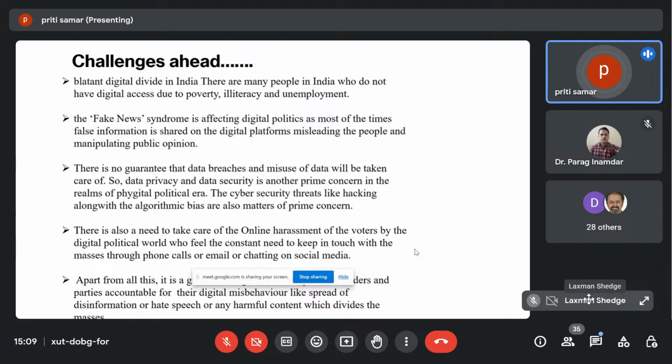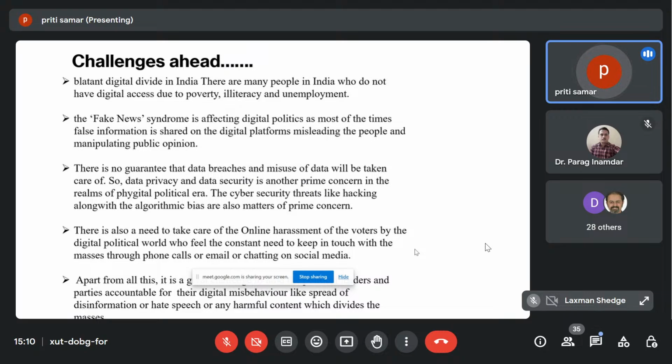The cyber security threats like hacking and the threats related to algorithmic bias is also a matter of concern, which needs to be taken care of if there is to be a complete transformation of the political system to the digital world. Then there is also a need to take care of the online harassment of the voters by the digital political world, where the politicians or their workers continuously call the people asking their opinion about their political parties, who feel the constant need to keep in touch with the masses through phone calls or emails or chatting on the social media.